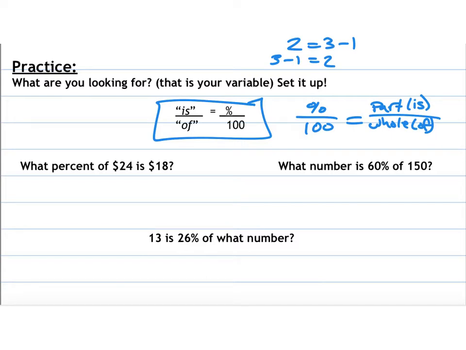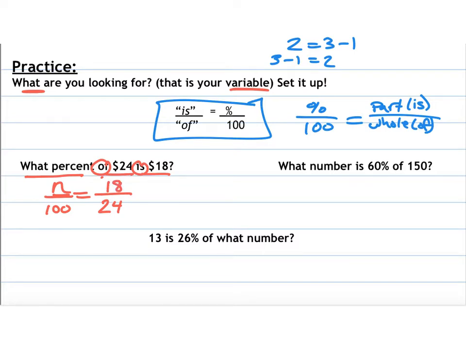One thing we do need to remember is what are we looking for? Whenever we don't know something, we replace that with a variable. So this says, what percent of 24 is 18? Using my information, I'm going to set up a proportion. I write 100 here. Again, it doesn't matter if it's on the right. It says what percent, which means I don't know my percent, so that's going to be my variable. It could be n, it could be x, up to you. Of 24, meaning 24 is my whole number. Is 18, meaning 18 is the part.